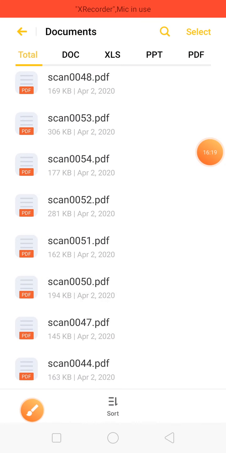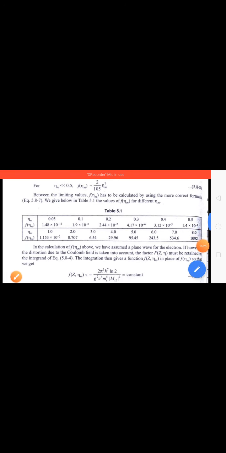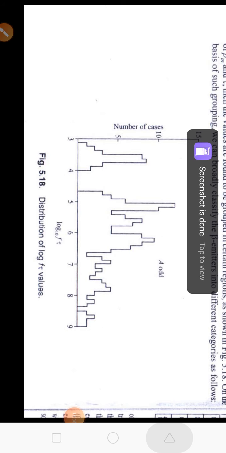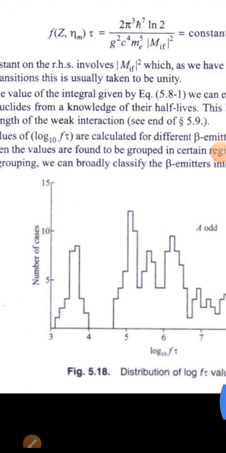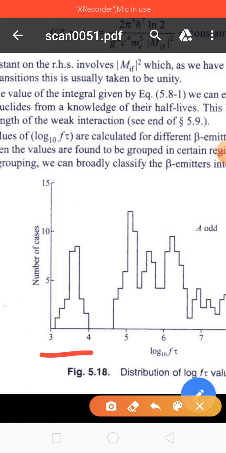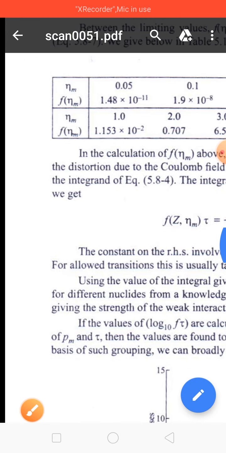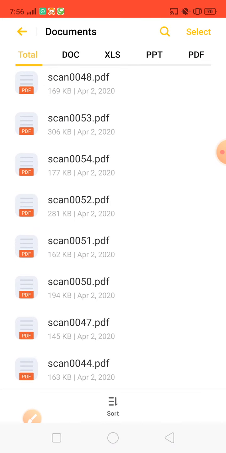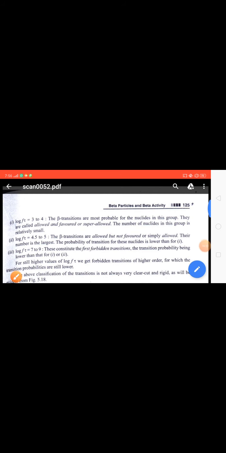Okay, so first one, the log of Ft value of 3 to 4. Wait a minute, I will take a snapshot. I will show you while explaining. 3 to 4. You can see here log of Ft value in between 3 to 4, I am explaining. So what happens here? This explains log of Ft 3 to 4.